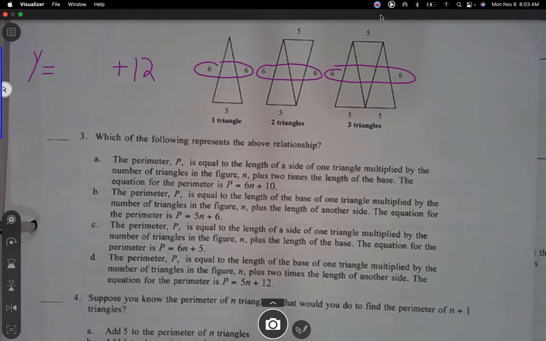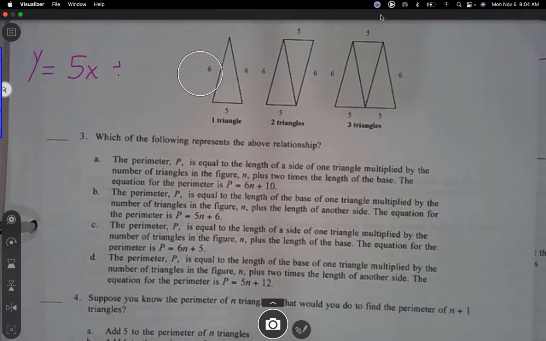What's it changing by every time? 5. I'm only adding one side every time, so I'm adding 5x every time. Now they did not use the same letters as me. They used P and N. But which one matches that? There's only one answer where it's got 5x plus 12. B, D. This has 5x plus 6, 6x plus 5, 6x plus 10. Here it is, 5x plus 12. It's D. Is everybody okay with that? Does everybody see where those numbers came from?